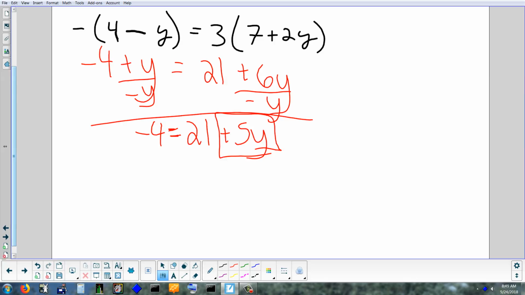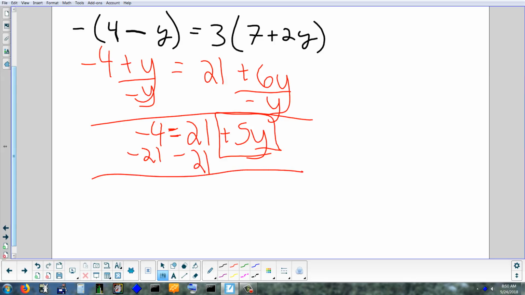What kind of a 21 is it? Positive or negative? Positive. What's the opposite of positive? Subtract. Subtract what number? 21, right? I want to get it by itself. Where else am I going to subtract 21? From what number? I'll tell you one thing. It's not going to be from the 5y. We don't want to touch that.